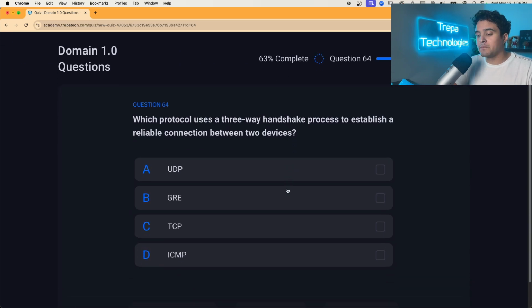Question 64. Which protocol uses a 3-way handshake process to establish a reliable connection between two devices? That's going to be TCP, right? When we're creating a TCP data connection, we have SYN, SYN-ACK, and then an acknowledge message, right? From client to server, server to client. Once we do that, what's called the 3-way handshake, through the TCP flags SYN, SYN-ACK, and then acknowledge, that is the Transmission Control Protocol that gives us reliable connections.